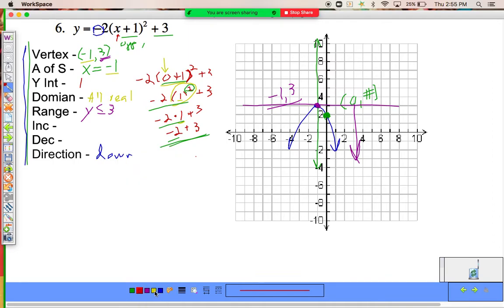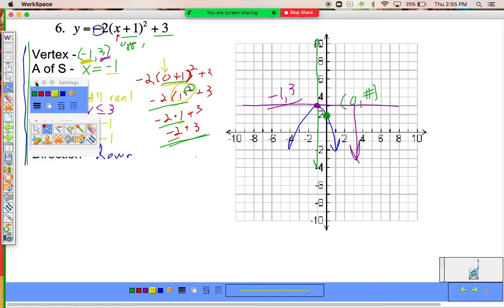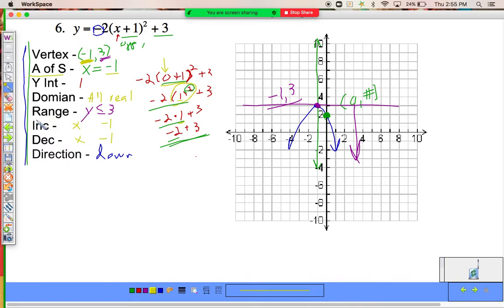All right. My increasing and decreasing, again, is going to be based on the -1 of my vertex all the time. Axis of symmetry, increasing and decreasing, are always based on the x value of your vertex.